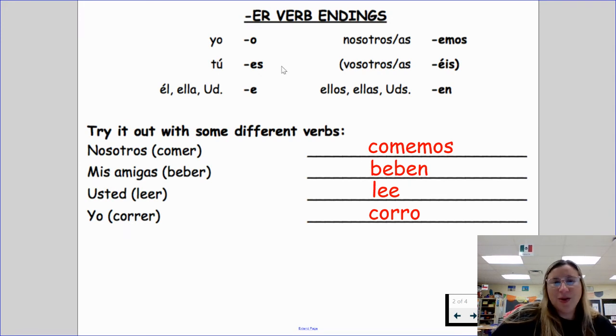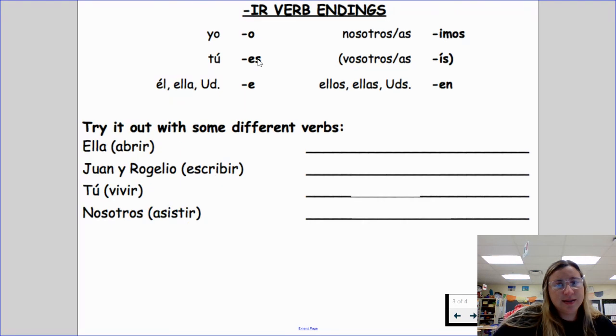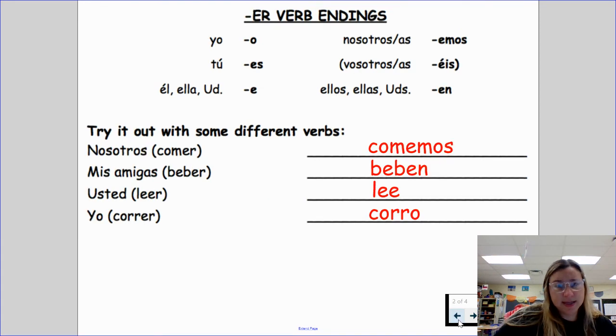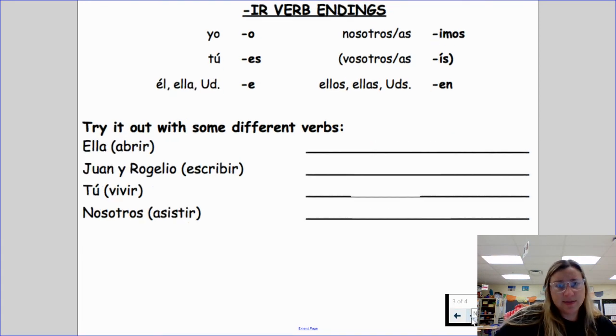Got it? Okay, ER verbs and IR verbs have very similar endings. What's the only difference that you see between IR verb endings and ER verb endings? You're right, it's the nosotros form. Otherwise, they're the same. Yep, the nosotros form is different, as is vosotros, but we don't use that one. But all the rest are the same. All right, let's keep going.